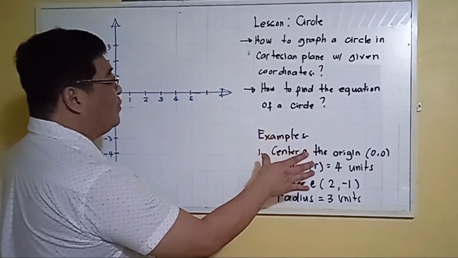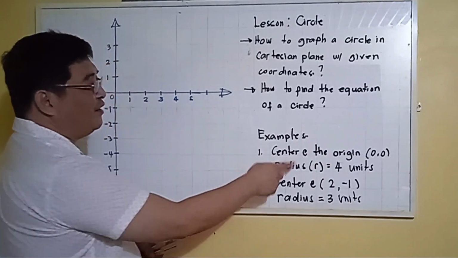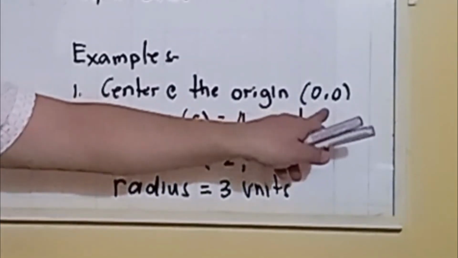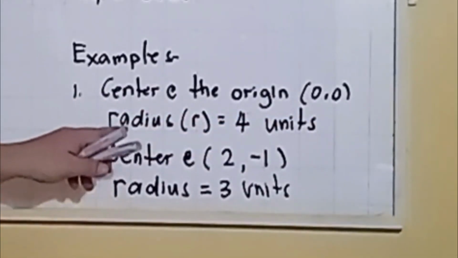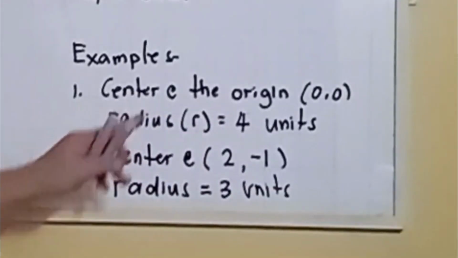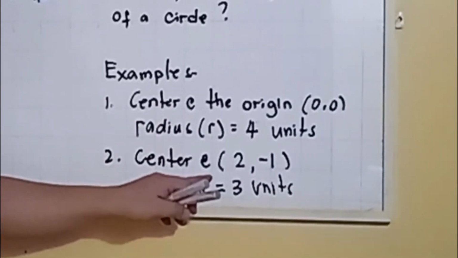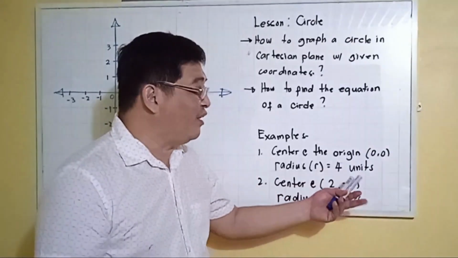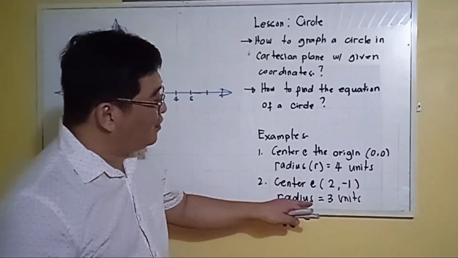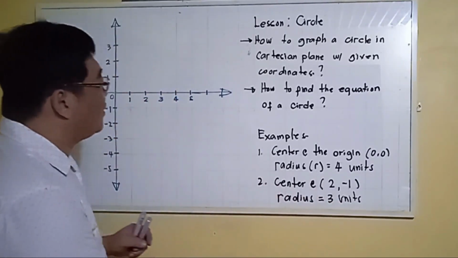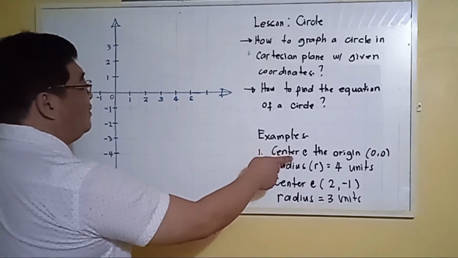Meron tayong given examples. Number 1, center at the origin, wherein the coordinate is at 0, 0. Radius r is equals to 4 units away from the center. Number 2, the center is at 2, negative 1, wherein it is no longer at the origin, with the radius 3 units away from the center. So we're going to start with example number 1.